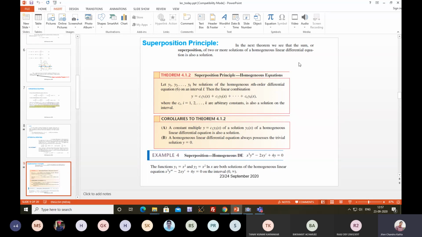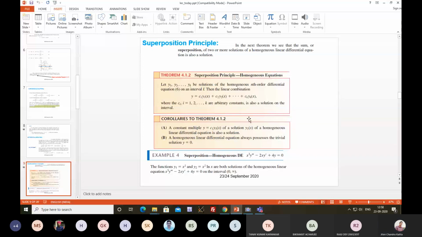Now this Theorem 4.1.2 is the superposition principle. You already know that if y1, y2, ..., yk are solutions of the homogeneous nth order differential equation 6, that is, the original nth order differential equation with the right hand side being 0, then their linear combination is also a solution. You know that this is nothing but the method of superposition. Interestingly, we still haven't said anything about the solutions being linearly dependent or independent. I'll come to that later on.